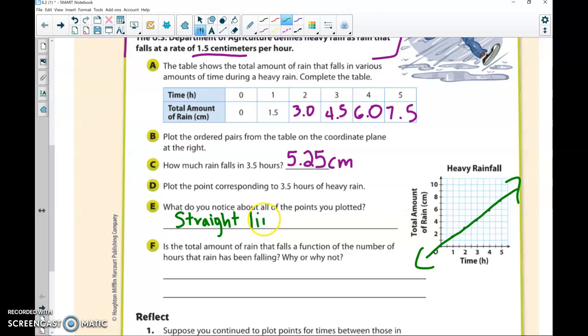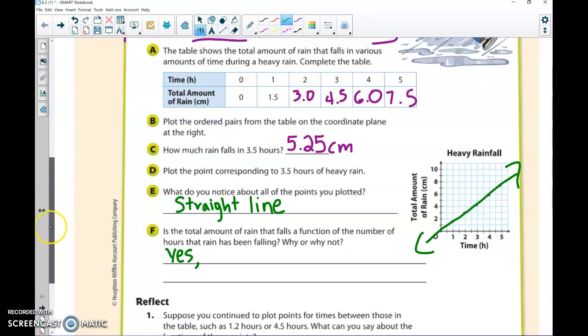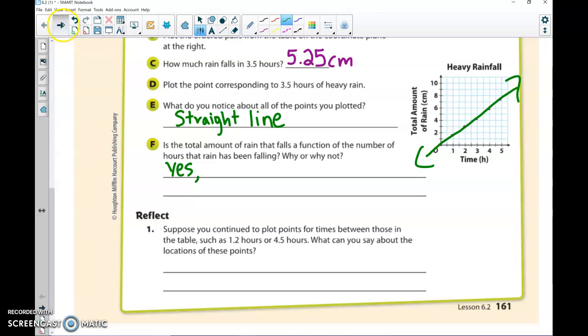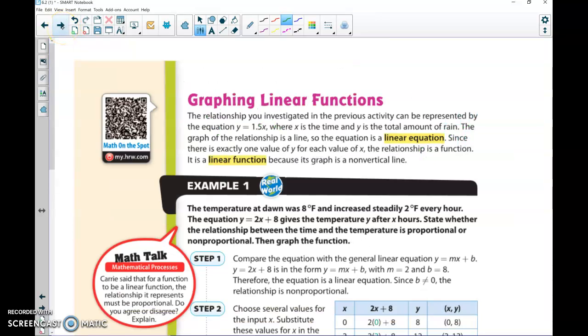So when we see a graph, it's really easy to tell if something's linear. Is it a straight line? And then is the total amount of rain that falls a function of the number of hours that's been falling? So then yes, it is, because we can put in whatever number times 1.5 and we could figure out how much rain has fallen. Okay, we'll move on to some other examples here.